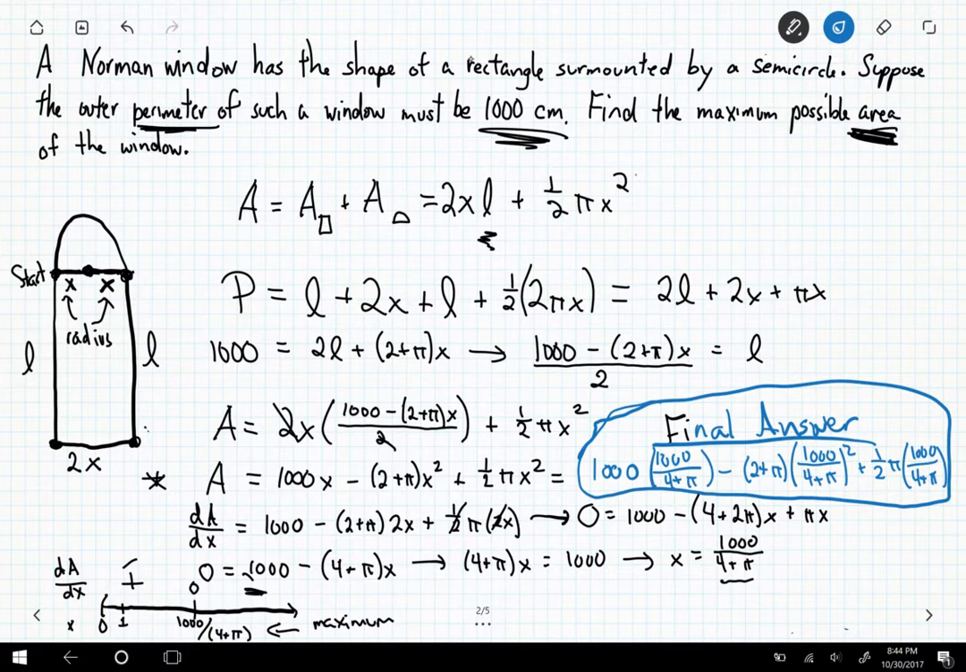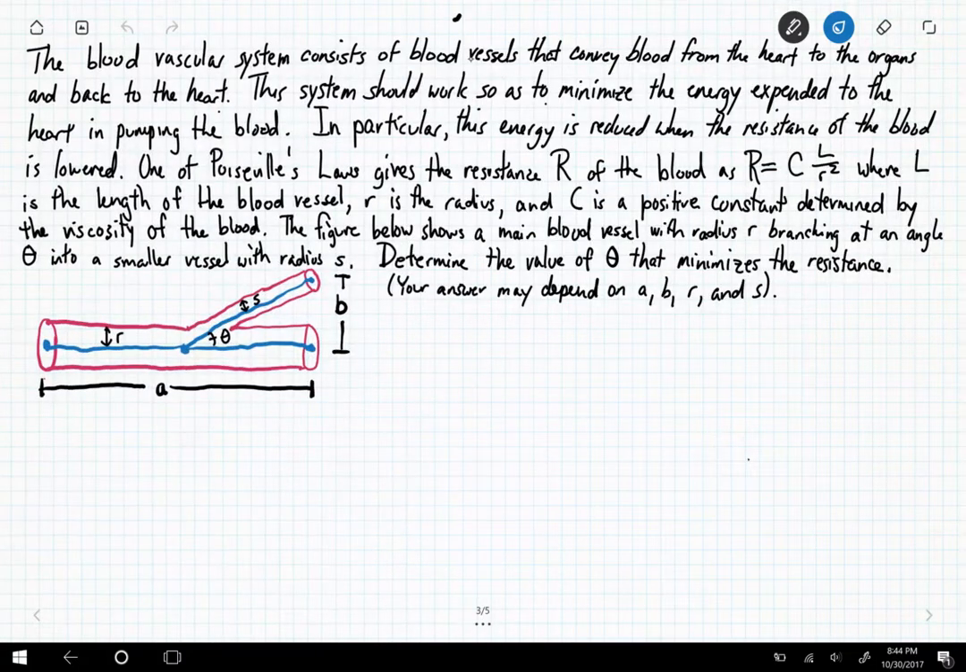Okay. Hopefully that makes sense on that problem. As I said, Norman windows, you see them all the time. Every calculus class, it's kind of the standard optimization problem that people like to work on. So, all right, moving on to one more optimization.